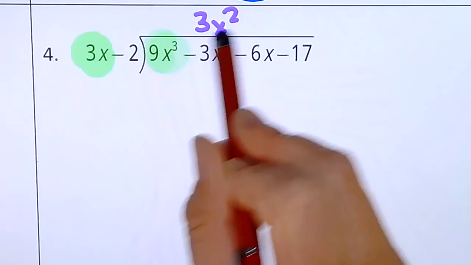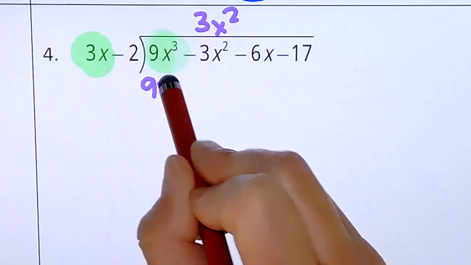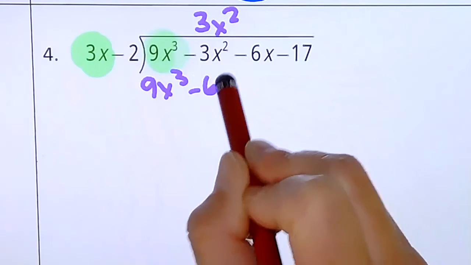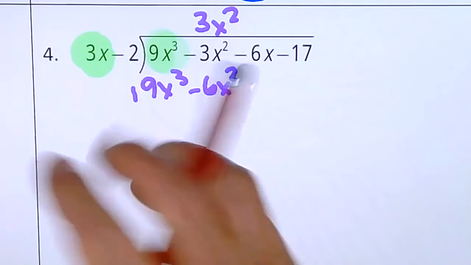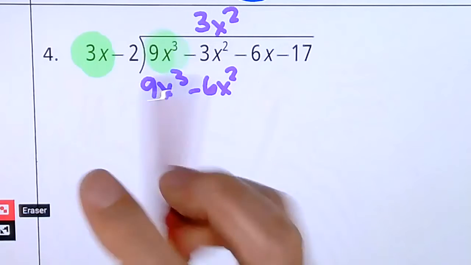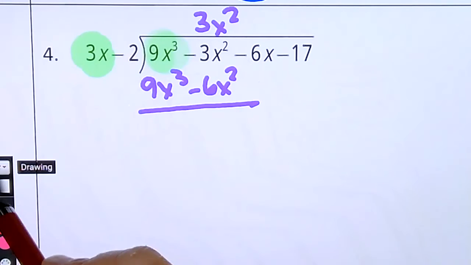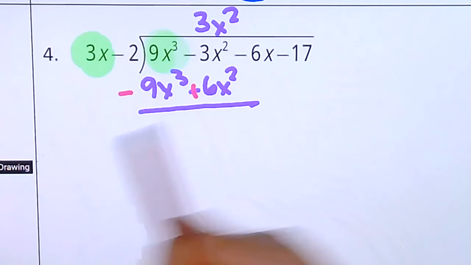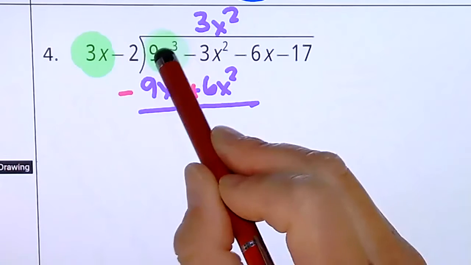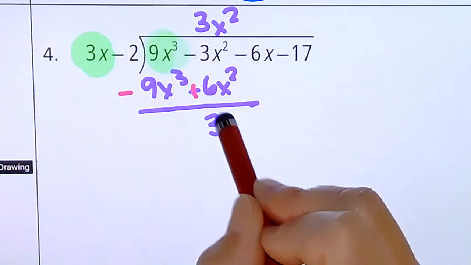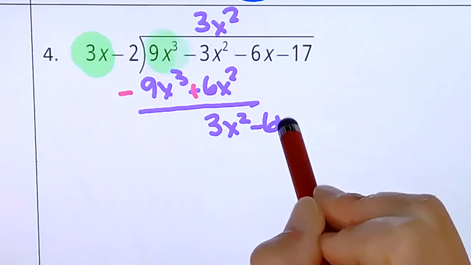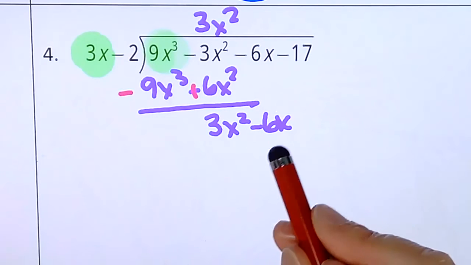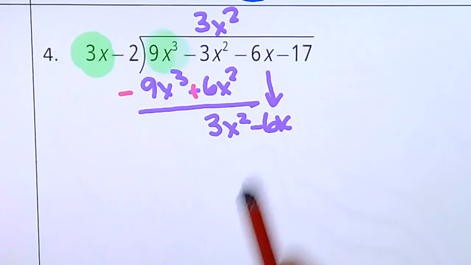I multiply 3x squared times 3x is a 9x cubed, minus 3x squared times negative 2 is a negative 6x squared. And then I am going to be subtracting these. So when I do that, this is going to be negative, this is going to be positive, and I'm going to end up having these cancel out. Here I get a 3x squared minus 6x. Again, because I'm bringing down that 6x.